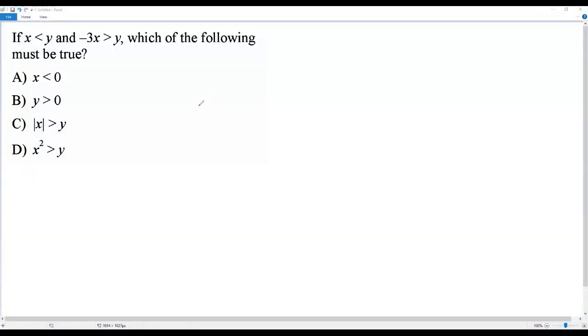Here we have a SAT math question. Let's go to the information. If x is less than y and negative 3x is greater than y, which of the following must be true? Here we have four answer choices.